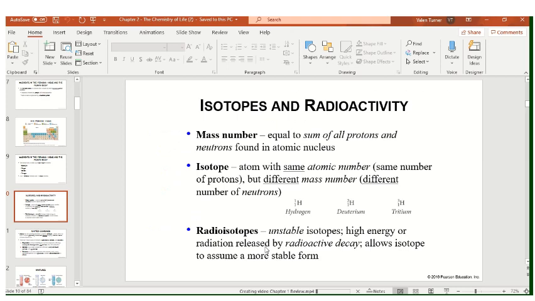You got to know what is an isotope. An isotope is an element where you vary the number of neutrons. That is it. Everything is the same except for the number of neutrons. That's what you see here.